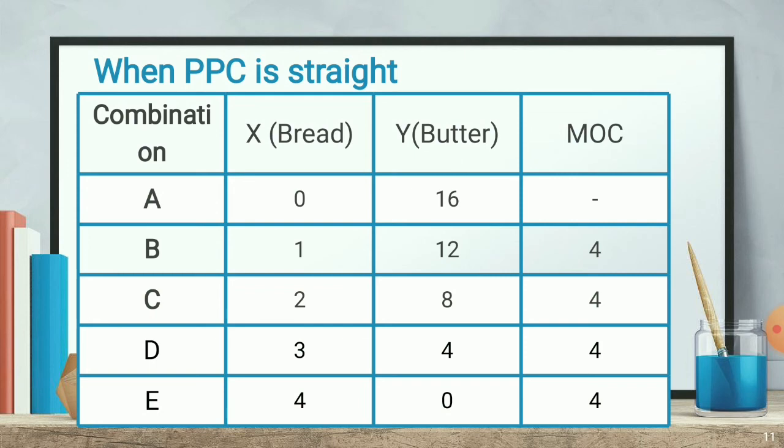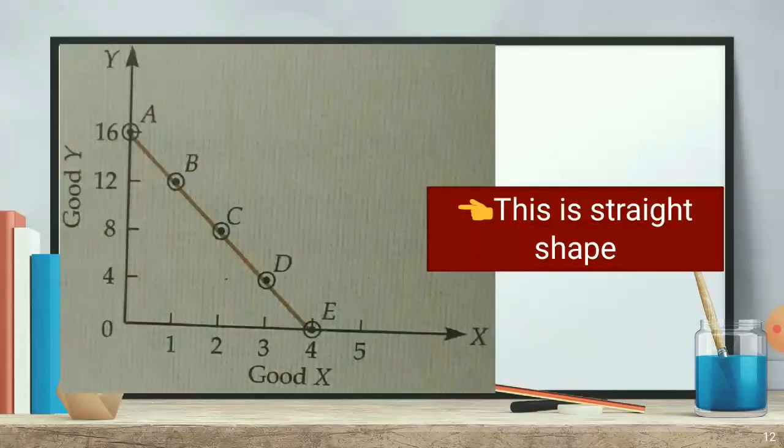Now, one unit of resources we have shifted to the production of X. Then butter, meaning the Y commodity, has resources left only for the production of 12 units. Then 8 units, then 4 units. Overall, the marginal opportunity cost is constant at the same rate. Here, the MOC will be equal. In that case, the PPC curve, meaning production possibility curve, will be a straight line. It will always be straight.